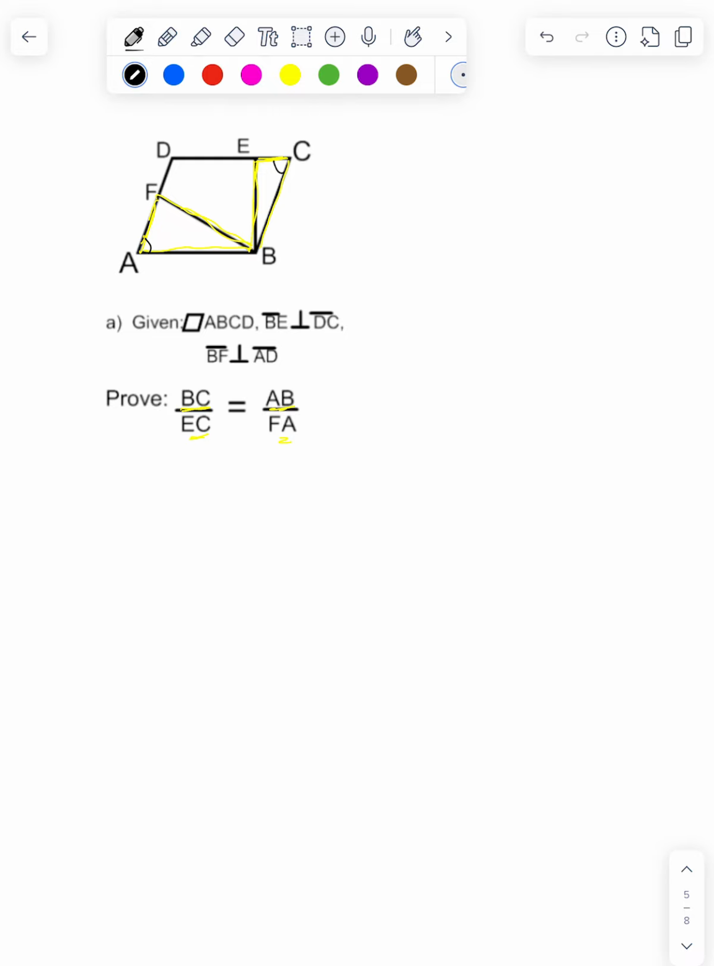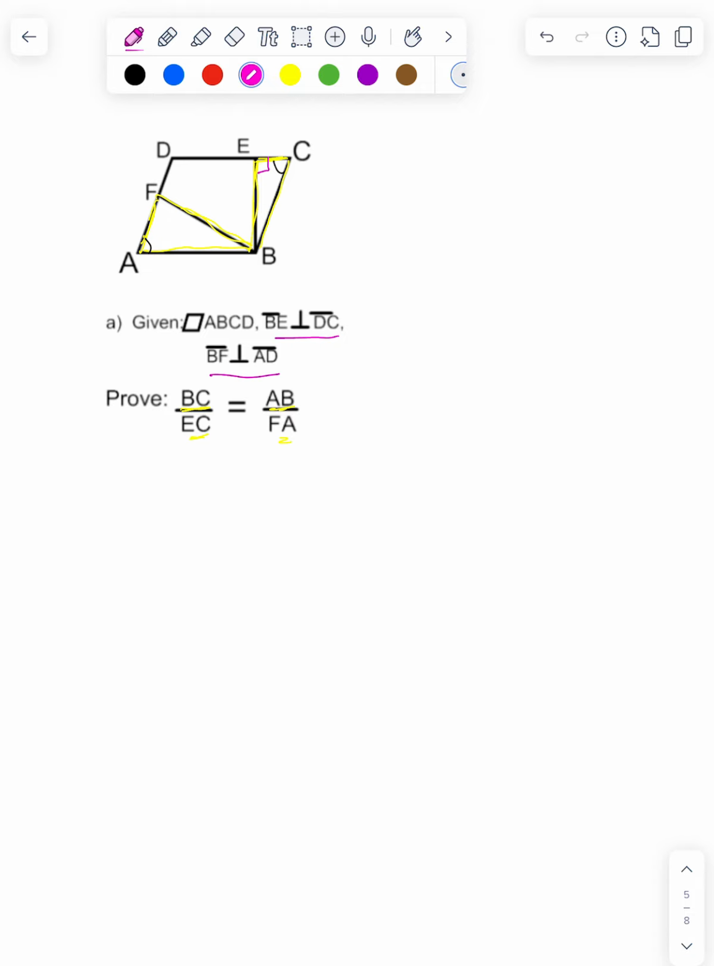And they also just happen to be in those two yellow triangles. So that gives us an angle. And then if we continue reading the givens, we have BE is perpendicular to DC. That means it forms right angles. But I only need this right angle because that's the one that's inside one of my yellow triangles.